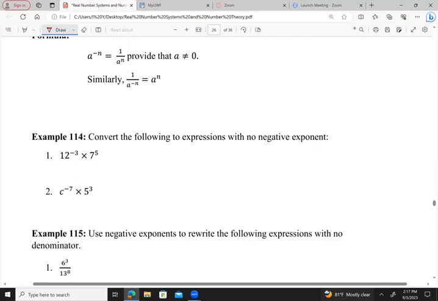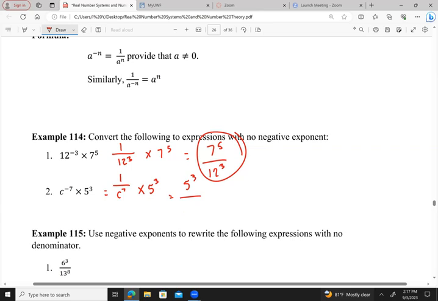So we're going to convert the following expressions to expressions with no negative exponents. Well, 12 to the negative 3 is just 1 over 12 to the third, and then times 7 to the fifth. And we might even combine this to 7 to the fifth over 12 to the third. Here I have c to the negative seventh. So that's going to be 1 over c to the seventh times 5 to the third, and again, 5 to the third over c to the seventh.